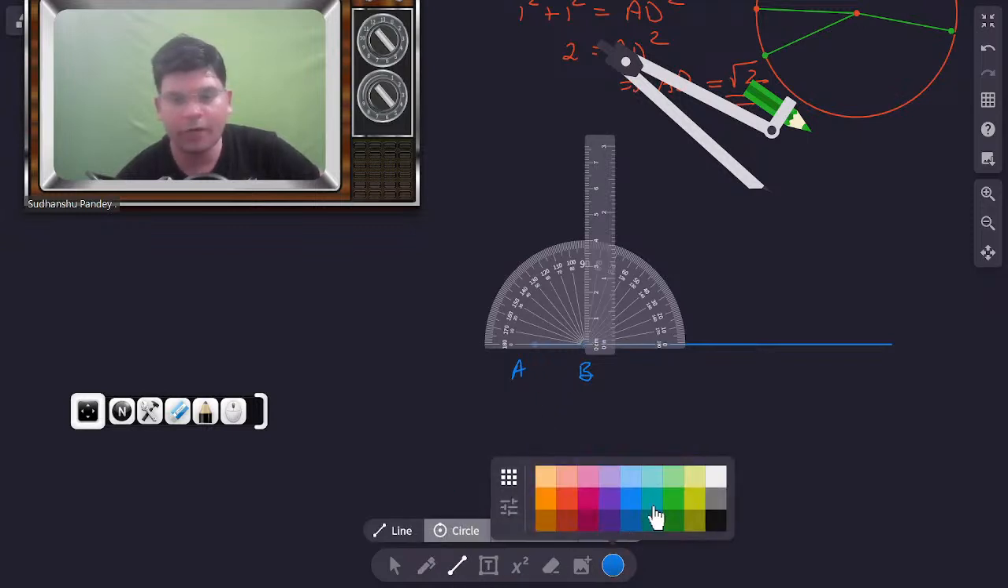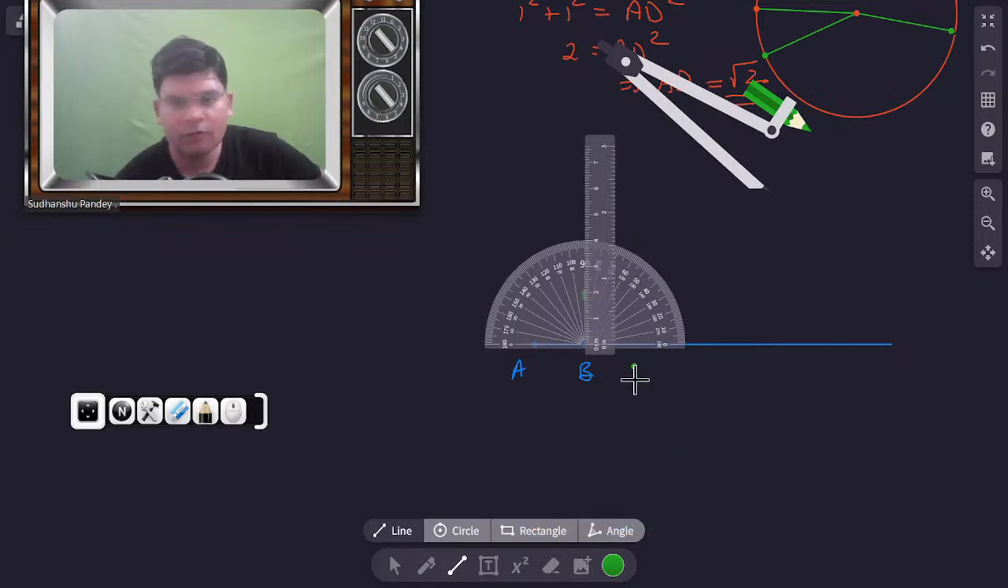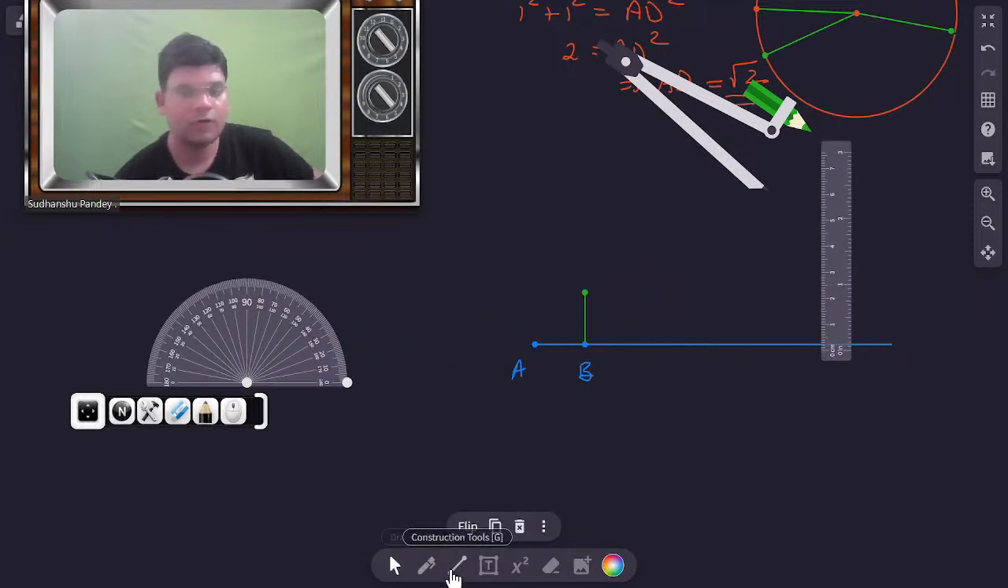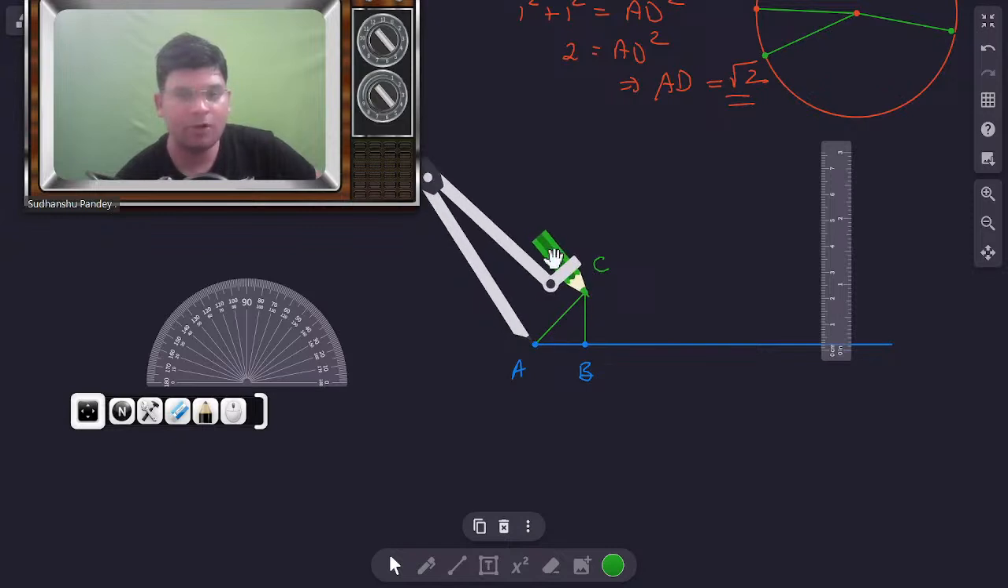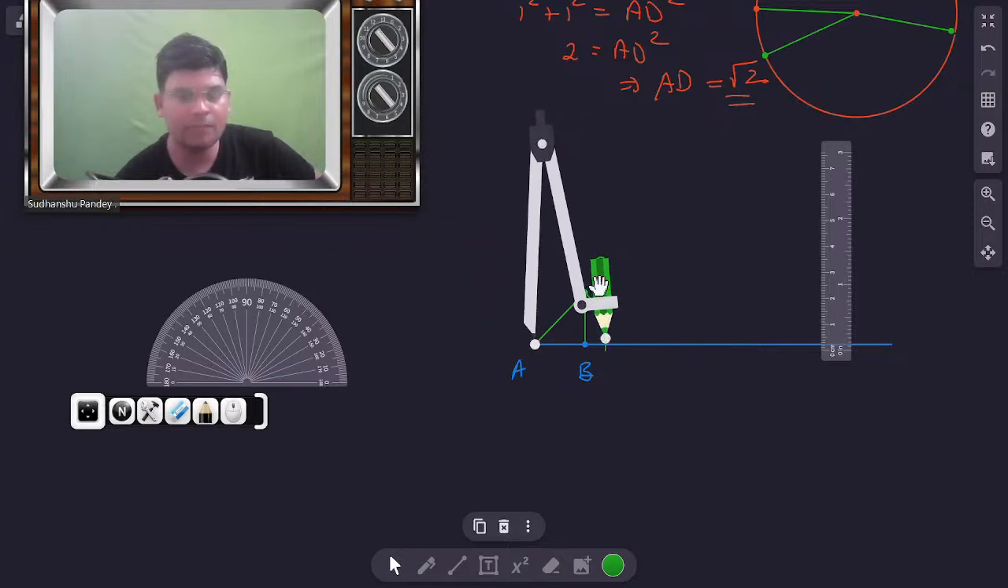first I will mark the point with a different color, and then I will draw a line of the same 1 centimeter. Okay, and from here to here I have joined, suppose this is C, so I have joined AC, and now with A as a center, AC as a radius, I am drawing an arc to cut the previous line AB at, suppose, P.